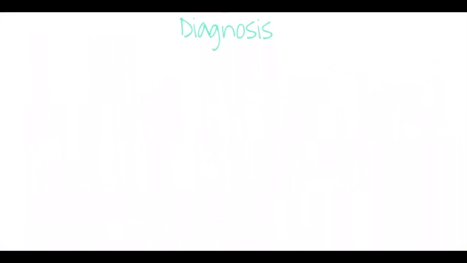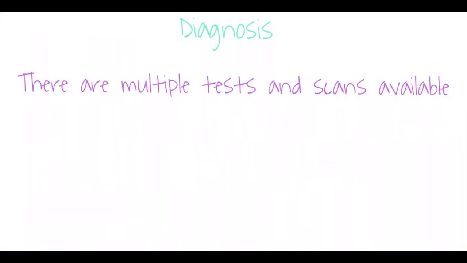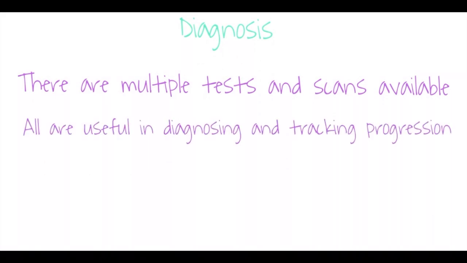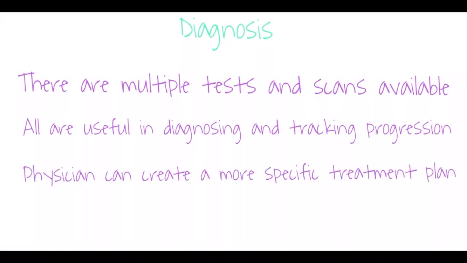As you can see, there are multiple tests and scans that are available for stroke patients. All of these procedures are extremely useful for diagnosing and tracking the progression of a stroke. After determining the type and severity of the stroke, a physician can start developing a specific treatment plan to help the patient based on their needs.